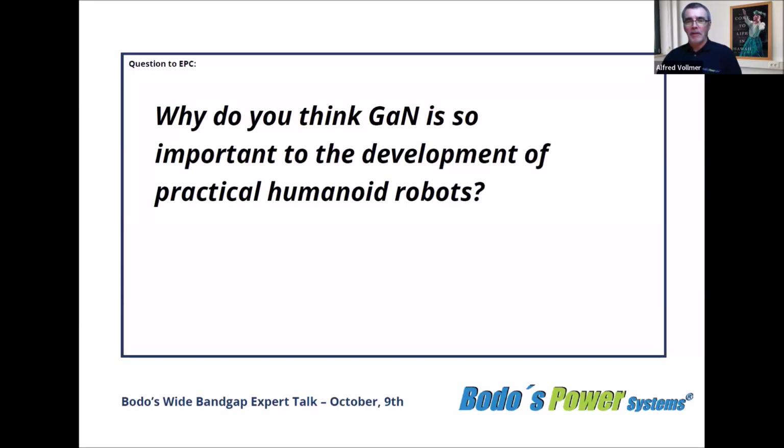And therefore, I'm a little bit prepared. Our latest issue is that one. Alex, you know it. There you had the cover page, the role of gallium nitride power transistors and integrated circuits in the emerging humanoid robot market. But why do you think GaN is so important to the development of practical humanoid robots?